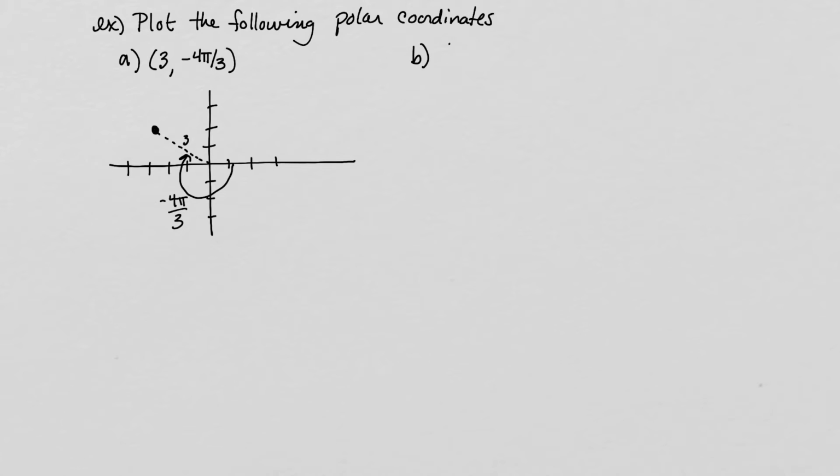Here's another one. I probably should have done this one first. 2, pi over 4, right? So I'm going to go out a distance of 2, and then I'm going to rotate pi over 4. So we're talking about someplace right about there. Right? This is 2, and this angle we rotated is pi over 4.